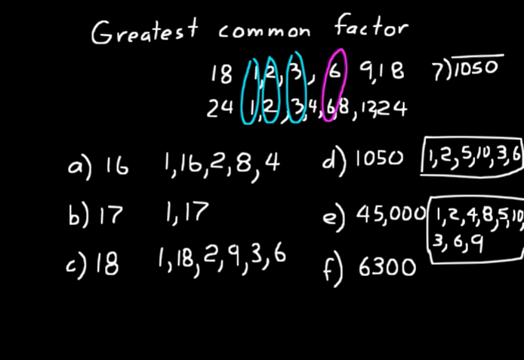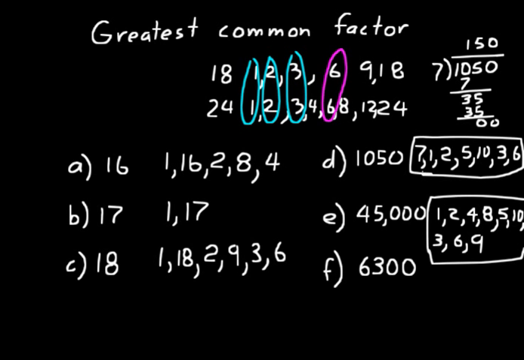7 goes into 10 one time. Bring down the 35. 7 goes into 35 exactly 5 times. Bring down the 0. 7 goes into 0 0 times, and we don't have a remainder on that. So 7 is actually a factor in practice problem D. We need to include 7 in our answer.